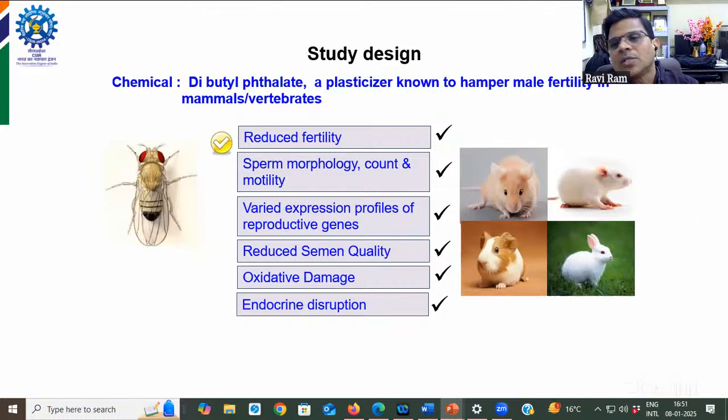Okay, now it's moving. And the next thing that we asked: reduced fertility happens when Drosophila males are exposed to this particular dibutyl phthalate. The next thing that we asked is what is happening to the sperm parameters in these exposed ones.